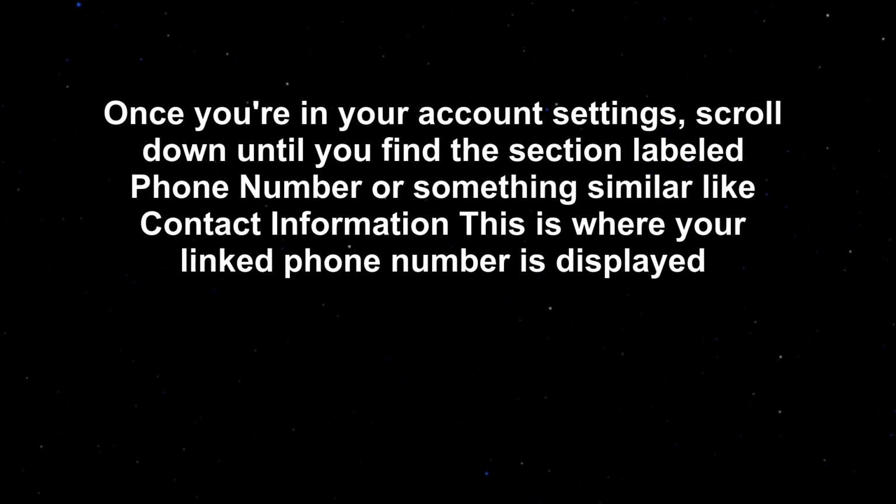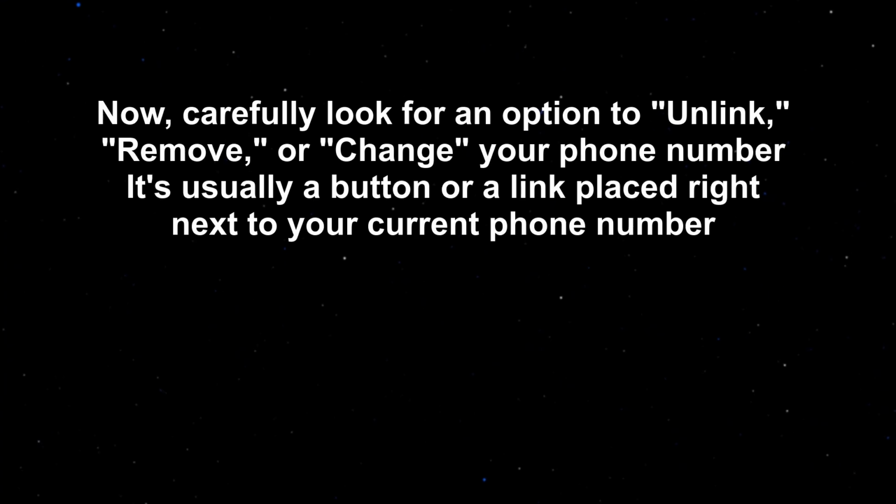Once you're in your account settings, scroll down until you find the section labeled phone number or something similar like contact information. This is where your linked phone number is displayed. Now, carefully look for an option to unlink, remove, or change your phone number. It's usually a button or a link placed right next to your current phone number.